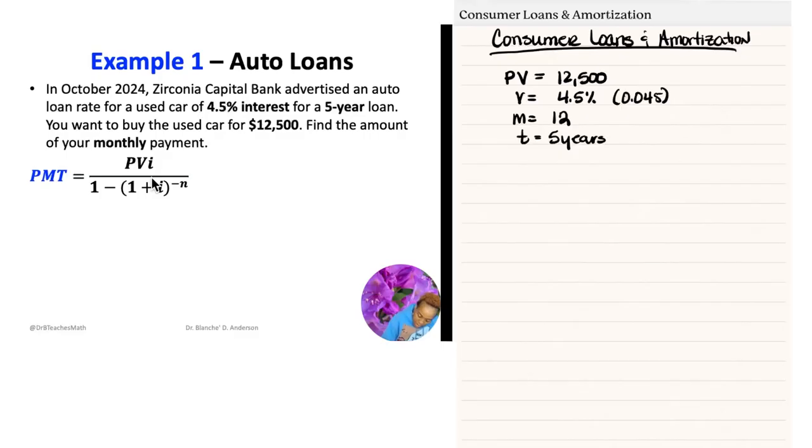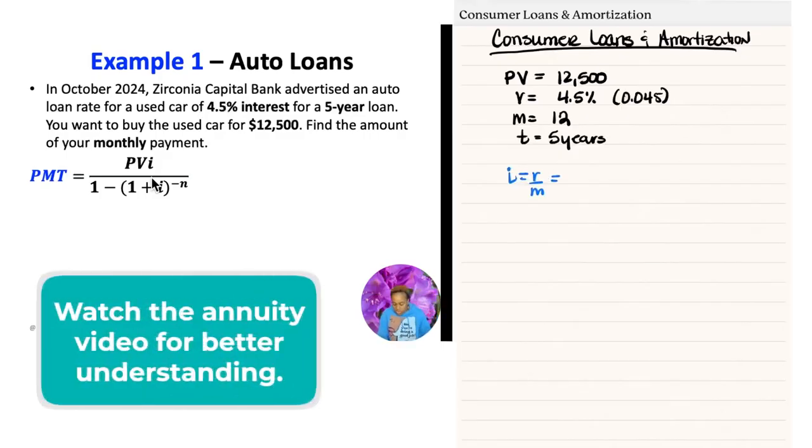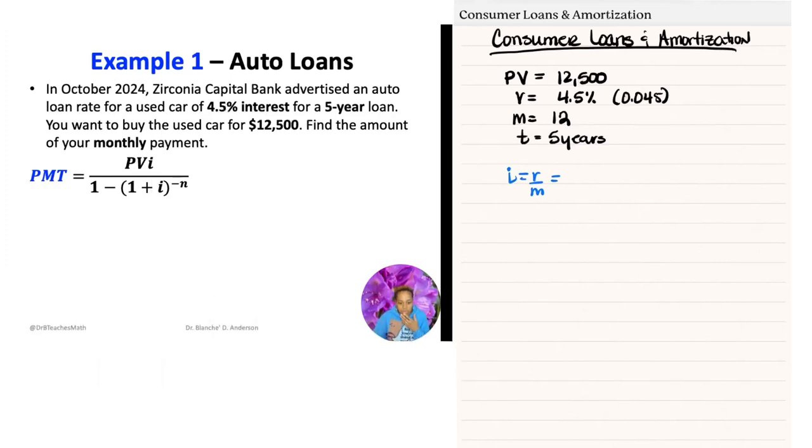Now, again, if you have not watched the videos on the annuities, go back and watch that so that this will make more sense. When we're calculating I, remember to calculate the interest rate, that's your R over N. So 0.045 divided by 12. And then your N is M times T, so that's 12 times 5, which is going to be 60.